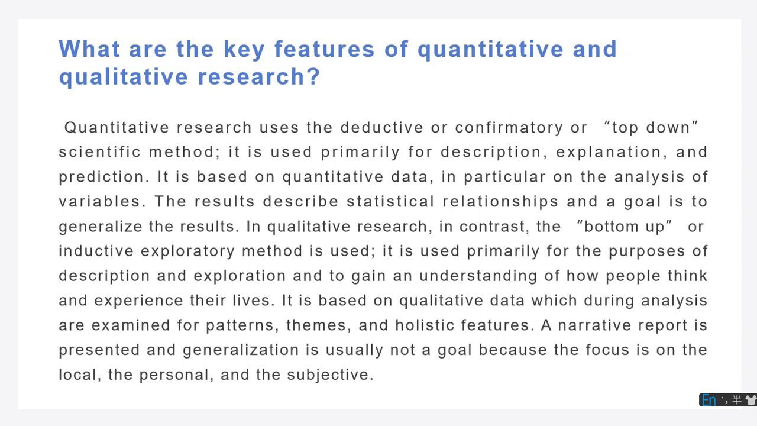Quantitative research uses the deductive or confirmatory or top-down scientific method. It is used primarily for description, explanation, and prediction. It is based on quantitative data, in particular on the analysis of variables. The results describe statistical relationships, and the goal is to generalize the results.